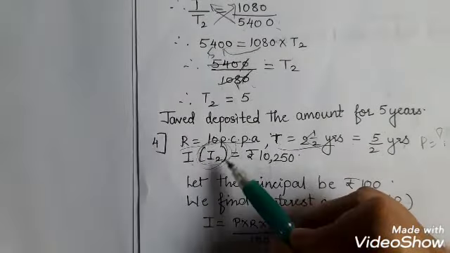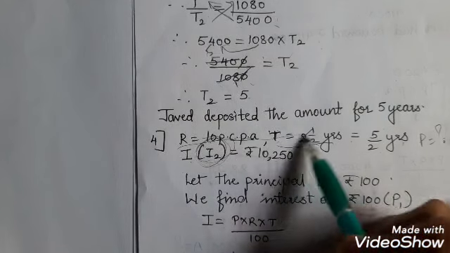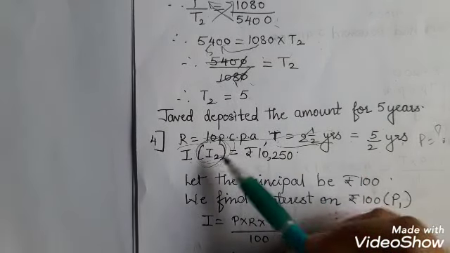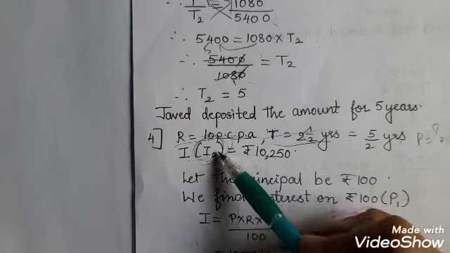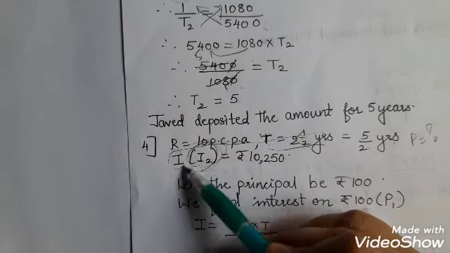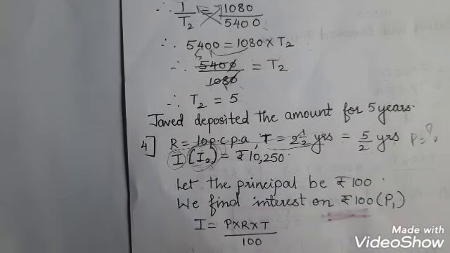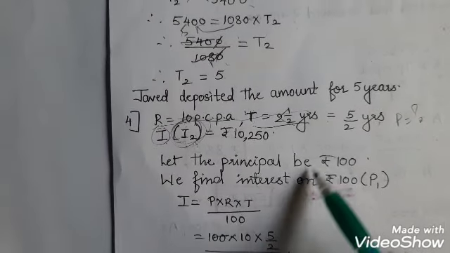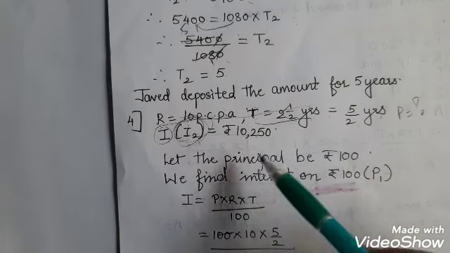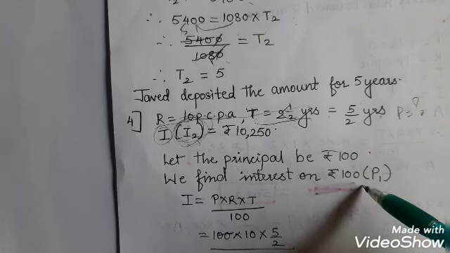Interest is given, but here there will be two interests, because we don't know what is the interest for the first condition. The interest is given to us for the second condition, that if she paid rupees 10,250 as a total interest. So interest, I specify that as I2. So I2 is 10,250. I don't know what is the principal. So I assume let the principal be rupees 100. Now if the principal is rupees 100, we will find the interest on rupees 100.